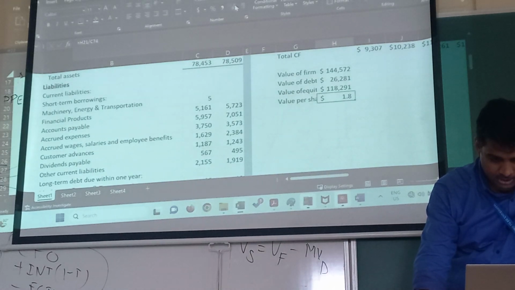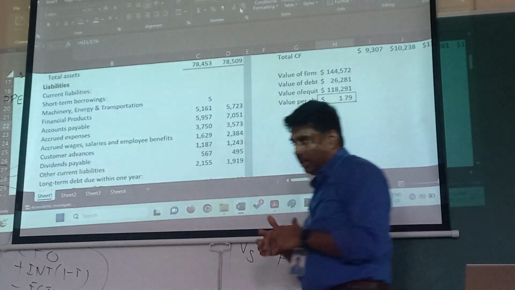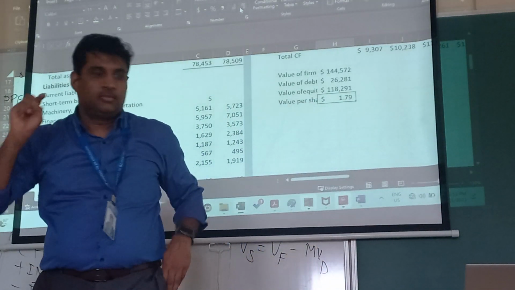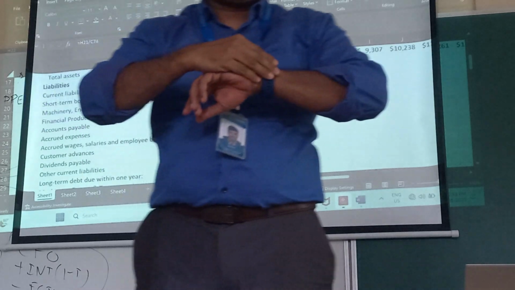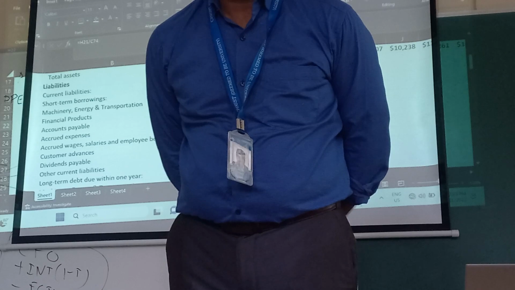Alright, so that's the value per share we calculated using the model. Okay. So, number of shares as in all classes of shares or just? Total number of shares outstanding.